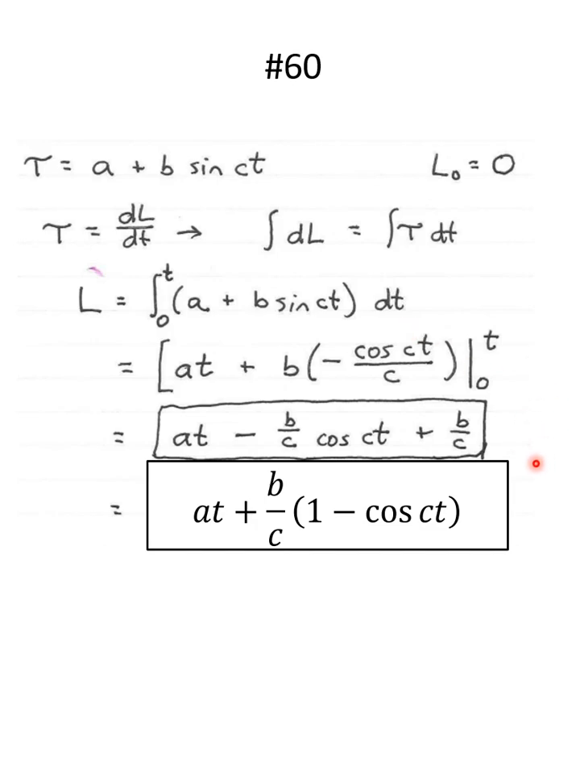Again, work that out on your own. Make sure you get what I get. So this is the answer right here. However, we can clean that up just a little bit, and we can factor out the b over c. So I get at plus b over c times 1 minus cosine ct.